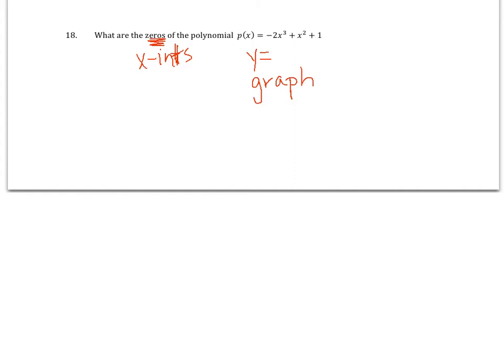After we graph this on our graphing calculator, you're going to see that it crosses at only one point, and that's where x is equal to 1, and that is the 0 of this polynomial.